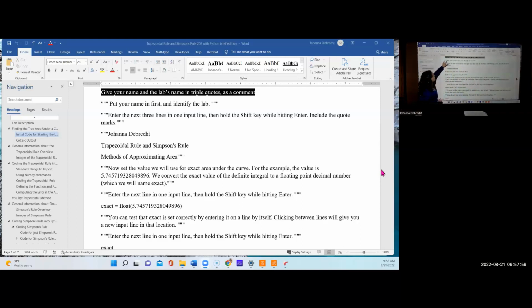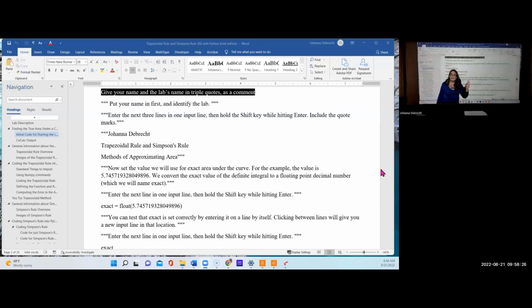If we use a set of 3 straight quote marks at the beginning and 3 straight quote marks at the end, it interprets everything between those sets of quote marks as a comment, and it ignores it. It does not consider it to be executable code. So this just says, put your name in first and identify the lab, enter the next 3 lines in one input line, then hold the shift key while hitting enter, include the quote marks.